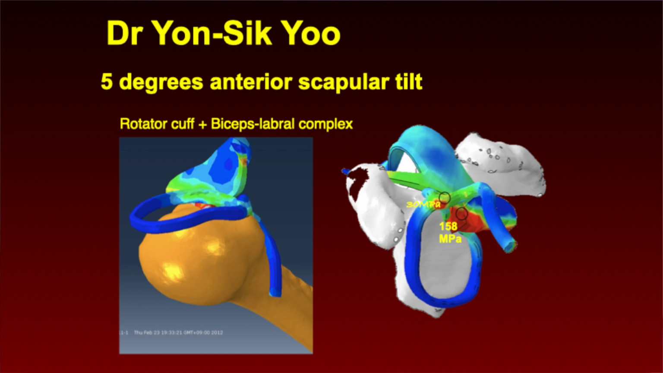Why does this occur? Well, there have been several studies that show some type of alteration of scapular position. In this situation, Dr. Yu did a test where he put 5 degrees of anterior scapular tilt onto a CT model of the labrum and rotator cuff, and he found that the pressure at the labrum and at the rotator cuff increased about 5 times over what would be normal. So the alteration of scapular position and motion had an effect on the internal structures.